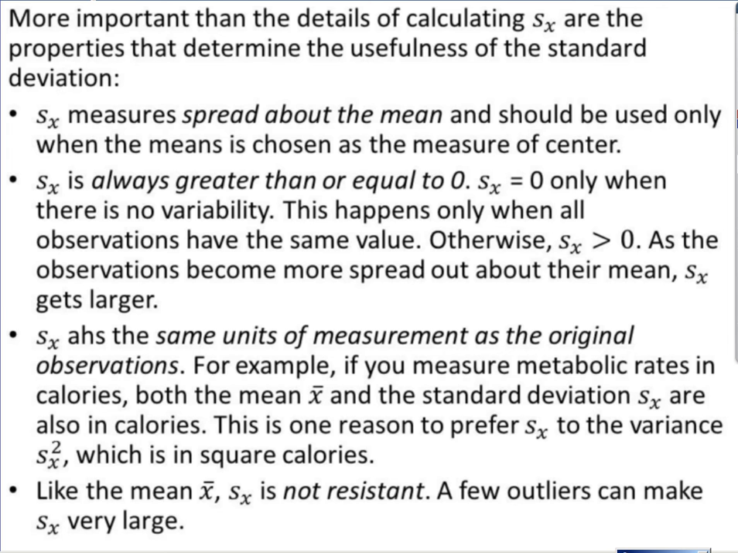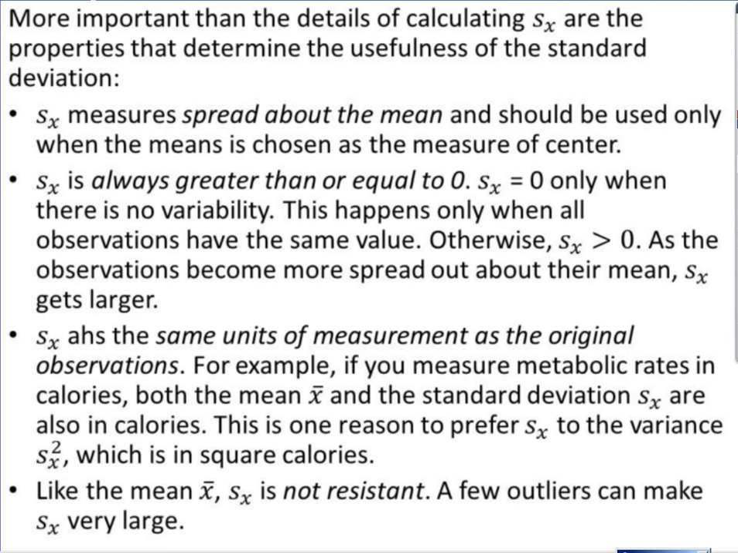S sub x is always greater than or equal to 0. If s sub x is equal to 0, there is no variability. This is only going to happen when all the observations are the exact same value. Otherwise, your s sub x will always be greater than 0. As the observations become more spread out from the mean, s sub x will get larger.